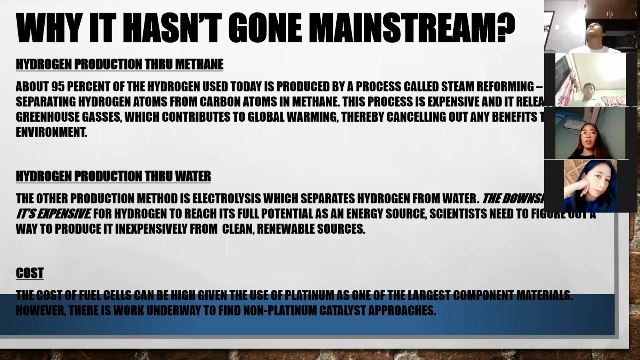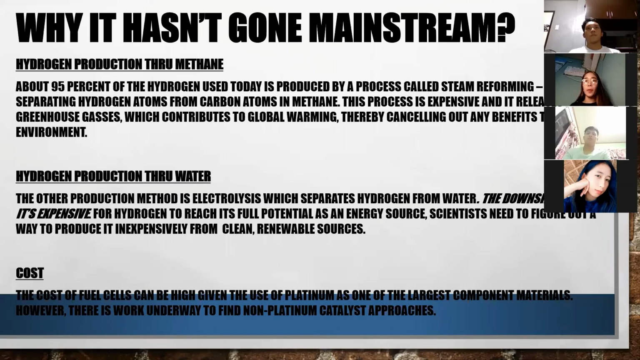Why it hasn't gone mainstream? Hydrogen production through methane. About 95% of the hydrogen used today is produced by a process called steam reforming, separating hydrogen atoms from carbon atoms in methane. This process is expensive and it releases greenhouse gases, which contribute to global warming, thereby canceling out any benefits to the environment. And then hydrogen production through water, the other production method is electrolysis, which separates hydrogen from water. The downside is that it's expensive.